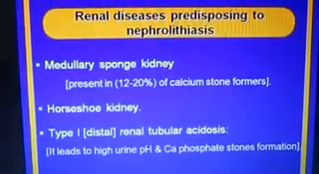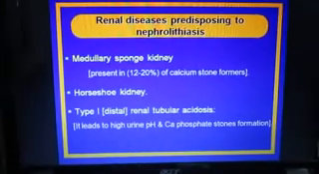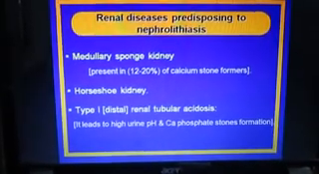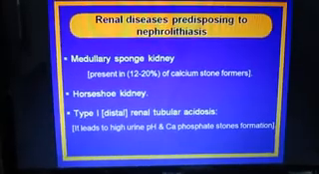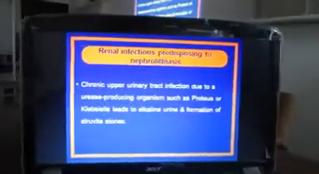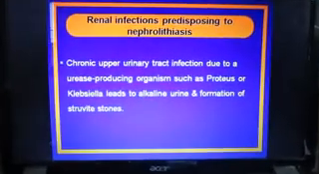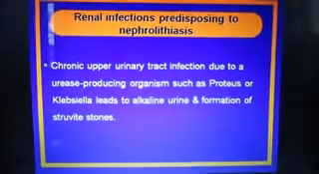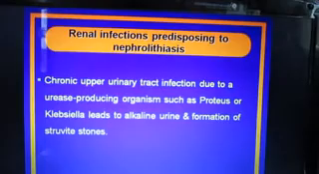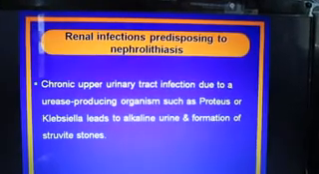Renal diseases predisposing to nephrolithiasis: medullary sponge kidney represents about 20% of calcium stone formers. Horseshoe kidney. Type 1 distal renal tubular acidosis leads to high urine pH and calcium phosphate stone formation. Renal infections predisposing to nephrolithiasis: chronic upper urinary tract infection due to urease-producing organisms such as Proteus or Klebsiella leads to alkaline urine and formation of struvite stones.